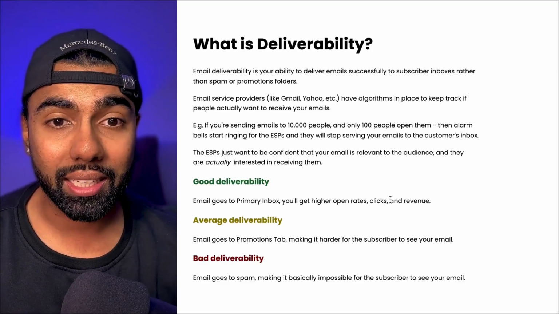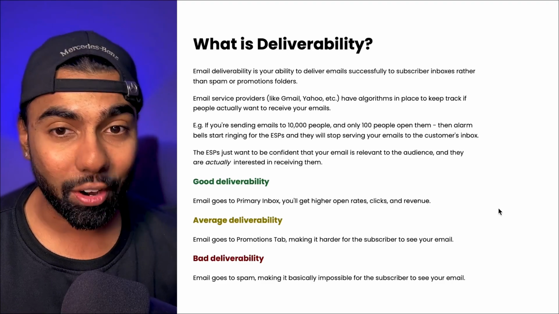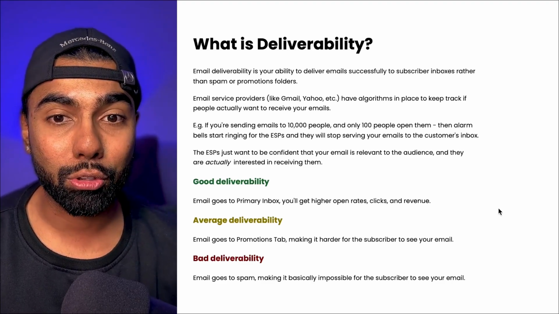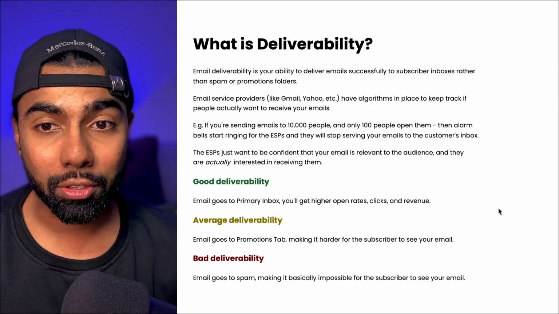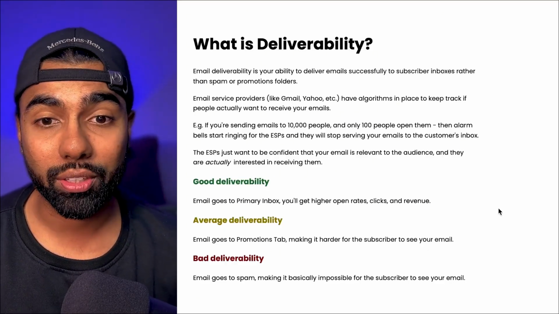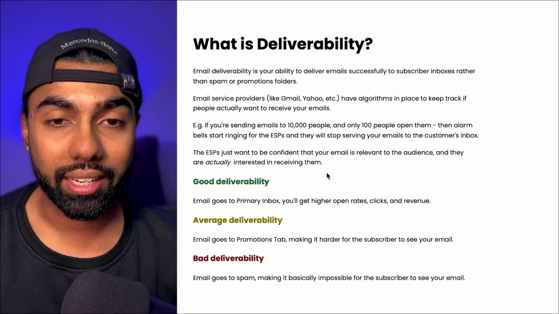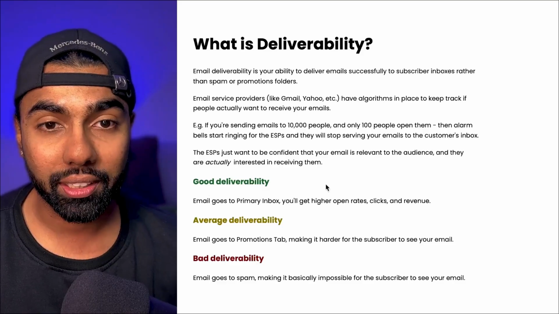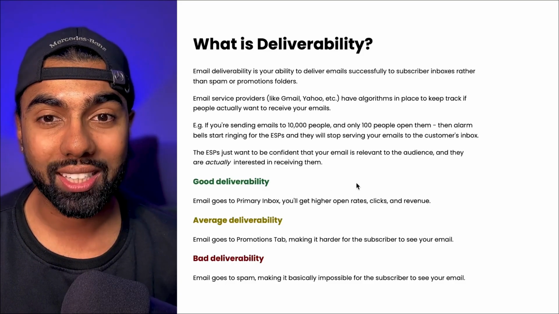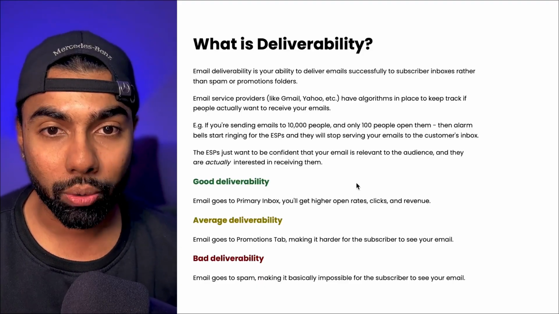So good deliverability means that your emails go straight to the customer's main primary inbox. You get higher open rates, click rates, and more revenue. Average deliverability means that your emails go to the promotions tab, making it really hard for the subscriber to even see your email. And then bad deliverability means that your emails are going straight to spam, making it pretty much impossible for subscribers to see your emails. Now, what we want is to have good deliverability. We want every email to be sent straight to the customer's primary inbox, which gives us the highest chance of them opening and interacting with the emails, and in turn placing more orders through the emails.